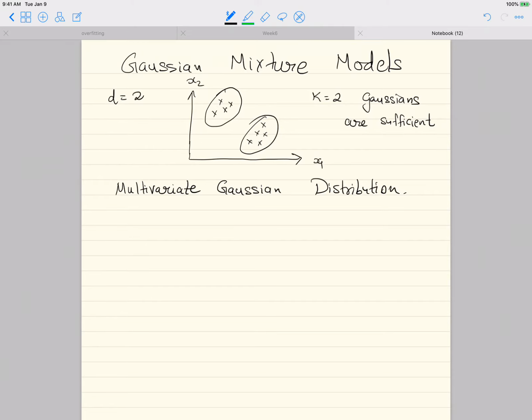Okay, so we saw the units, the standard normal distribution.